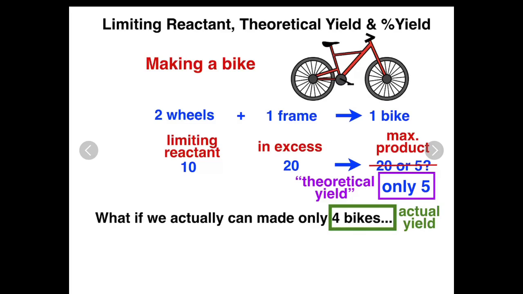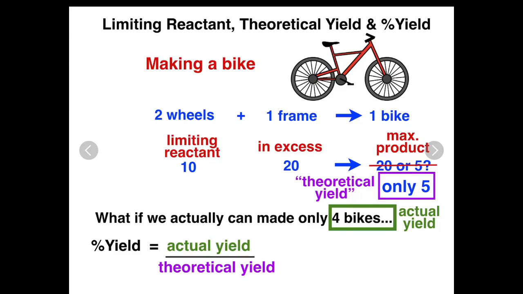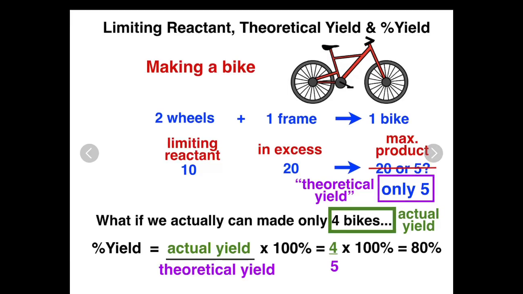Okay, theoretically would be the amount that you are going to obtain from the calculated value that you determine from the limiting reactant. Okay, so this is the theoretical value, this is the experimental value. Okay, so the percent yield is what we use to determine the efficiency of the reaction. So in this case, you can use the actual yield divided by the theoretical yield, multiplied by 100, to give you the percent yield. So that means in this case, you have about 80% efficiency of making bikes.